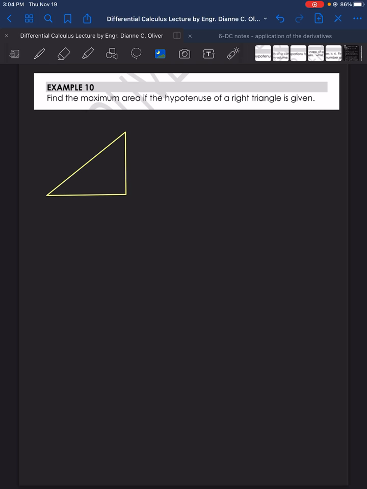Now for the last example for application of maxima and minima, that is example number 10. Find the maximum area if the hypotenuse of a triangle is given. So we're dealing with a triangle, and the triangle is a right triangle. Given the hypotenuse, say this is x and y.